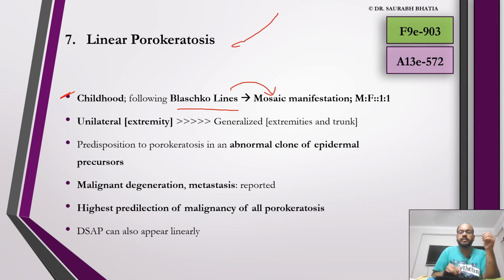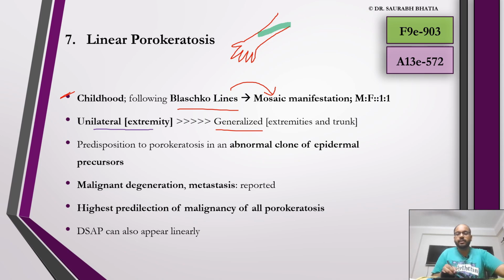That means if this is, let's say, the arm, what you will see is kind of a mosaic presentation. That means only a segment would be involved, not the entire area, not discretely single lesions, but a contiguous segment would be involved. Okay, so it is unilateral over extremities, a lot more common than generalized. So most of the time it will be unilateral, but it can in rarer instances have a generalized presentation.